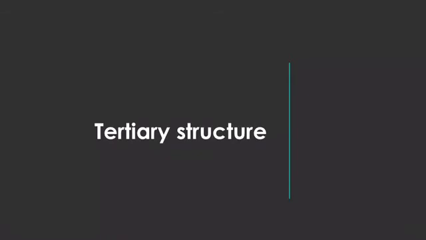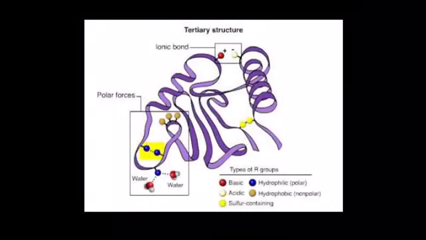Tertiary structure takes many forms. It has overall folding of a single polypeptide chain. In this case, side chains stick to one another. Hydrogen bonds, van der Waals interactions, hydrophobic interactions, salt bridges and disulfide bonds all work together to achieve the overall structure of the protein.